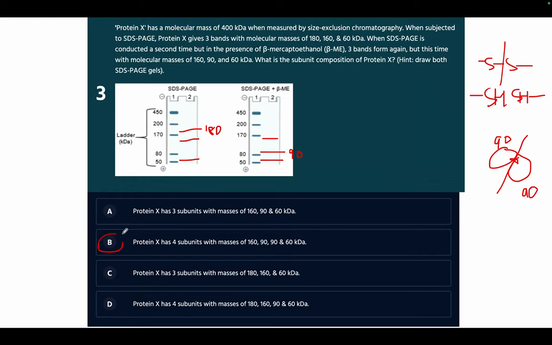So this is option B. I think protein X has 4 subunits with masses 60, 90, 90 and 160. And if you do the addition, this will come to 400, which was the original mass of the protein.